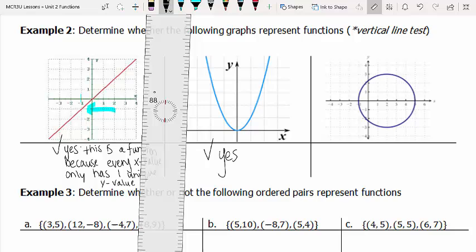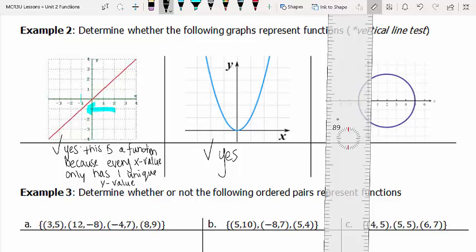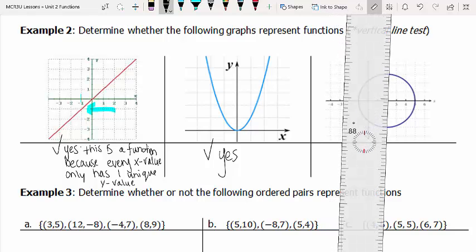Okay, our last one is a circle. So if we do the vertical line test here, you're going to see that in most places, we're always touching 2 points on the graph, right? So where I am right now, we're touching the graph here, and we're touching the graph down here. Okay, so that would mean for this x value here, there are 2 possible y values, one above it and one below it. So that's not a function, because functions only have one possible output for every input.